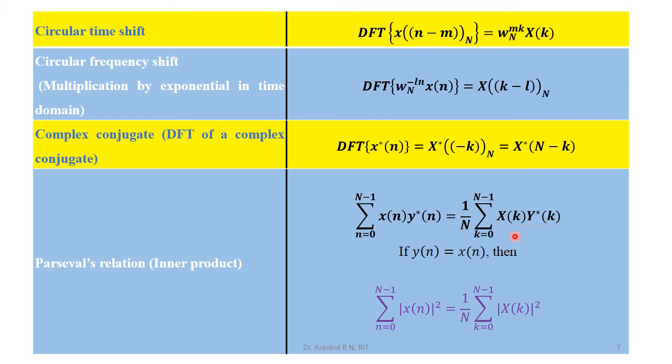In a special case, if you make a substitution y of n is equal to x of n, then we are going to get summation n is equal to 0 to N minus 1 modulus x of n square is equal to 1 by N summation k is equal to 0 to N minus 1 modulus X of k square. So these are all the listing of the properties.